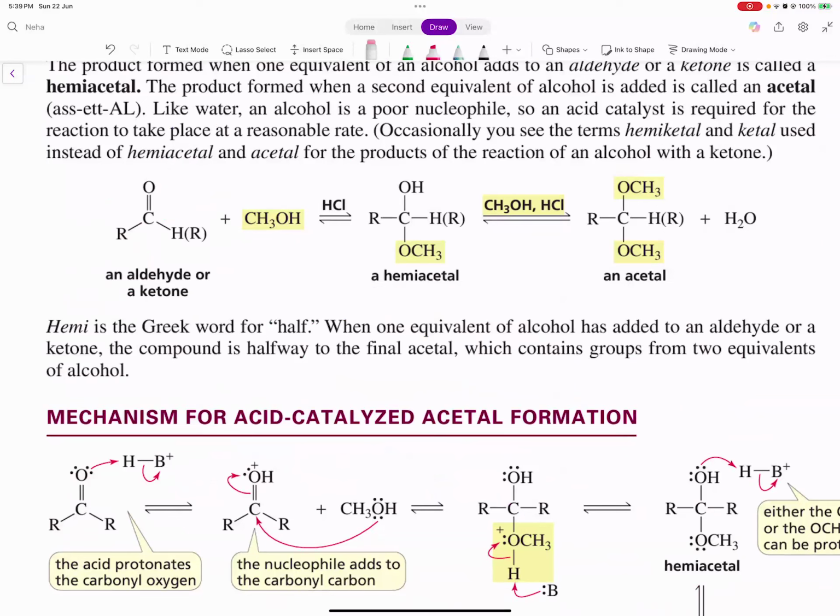Till here, when 1 mole of alcohol is added, 1 molecule, then we call it hemiacetal. When 2 alcohol molecules are added, we call it acetal. It's just a name. Don't try to think.